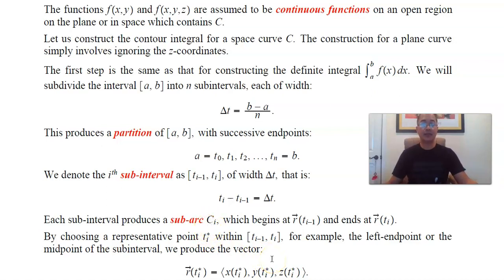Just like in the definite integral, we will now choose a representative point. Pick a point somewhere between t sub i minus 1 and t sub i. Call that point t sub i star. Can it be the midpoint? Sure. Left endpoint, right endpoint, and so on. But in a minute, we're going to find out that there's actually a good or a logical choice for this t sub i star that is better than other choices.